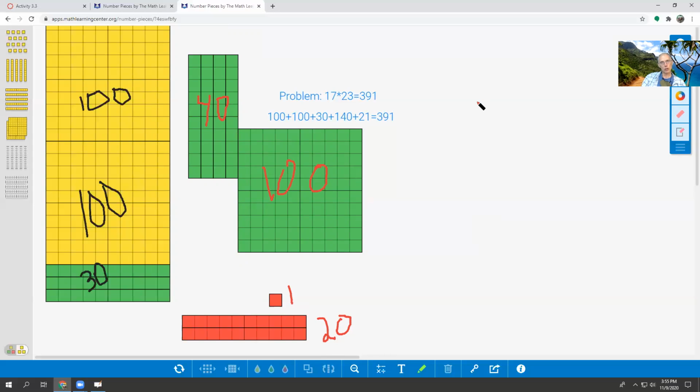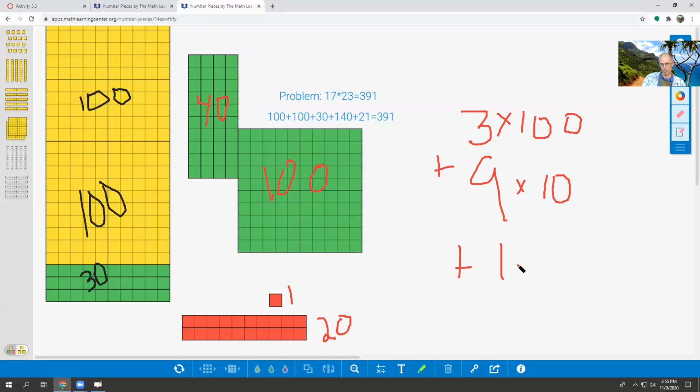So altogether, it looks like I have 3 hundreds, which I'll write in expanded form like that. And I have 4, 5, 6, 7, 8, 9 10s when I regrouped. And there's only 1 1 hanging out.